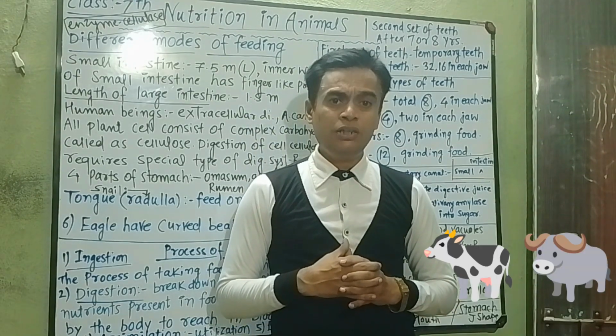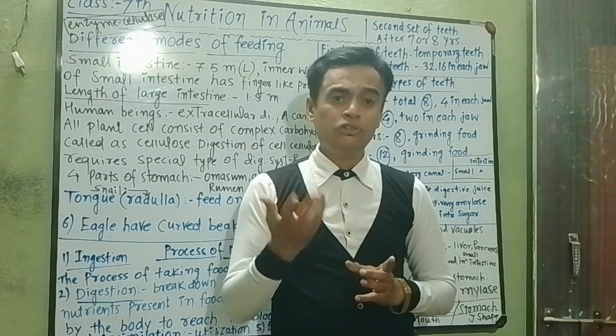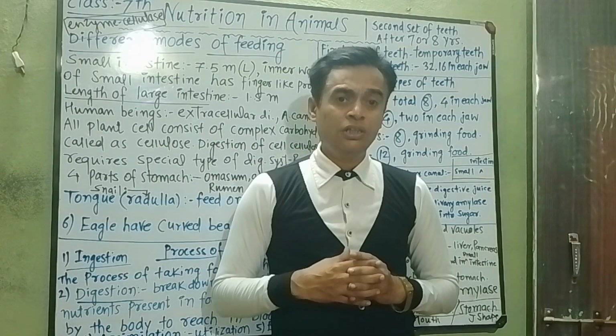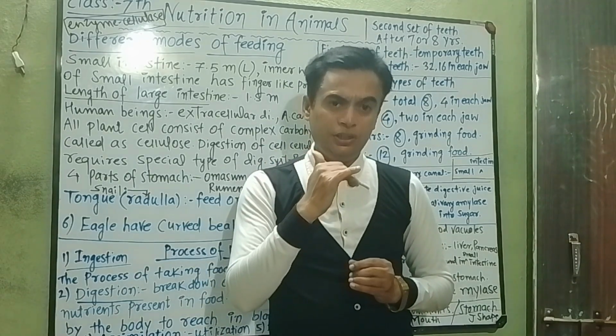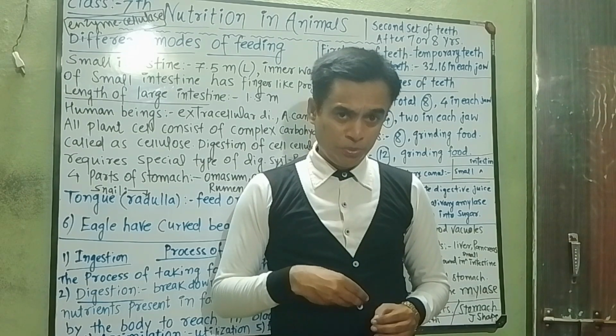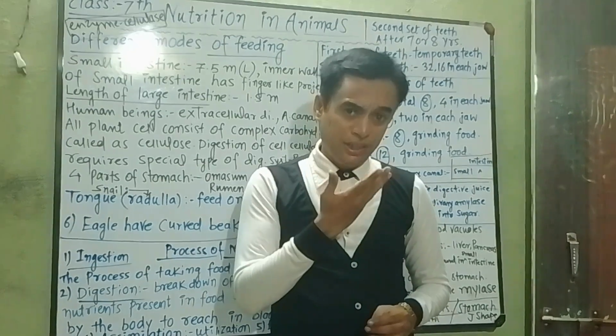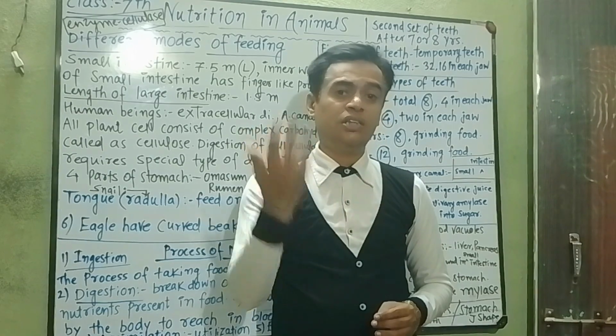Now, in ruminants, the nutrition is very different. How is the nutrition taking place in ruminants? The food which is taken through the mouth travels up to the reticulum, and that particular food is again taken inside the mouth. This type of nutrition is taking place inside the ruminant.